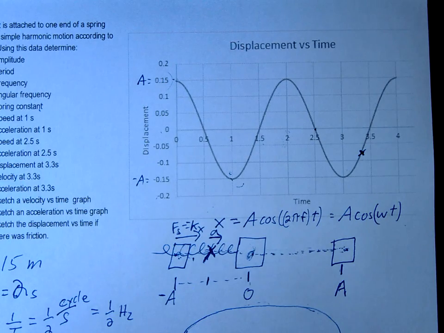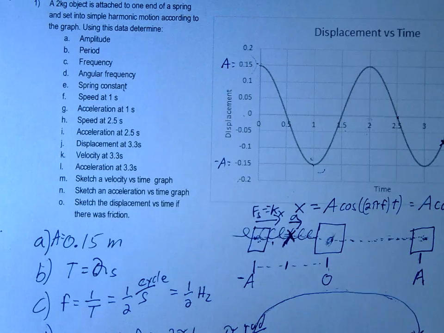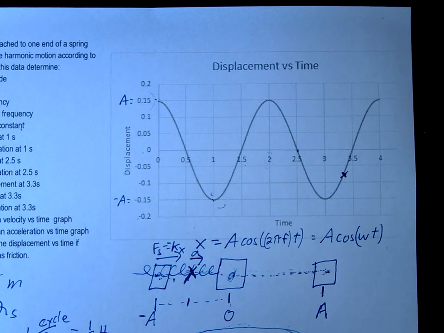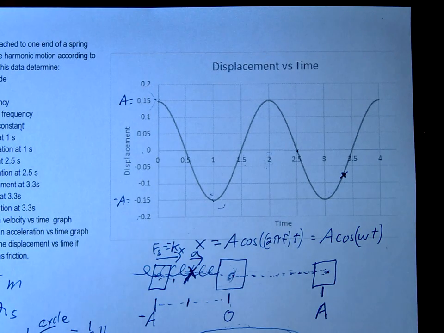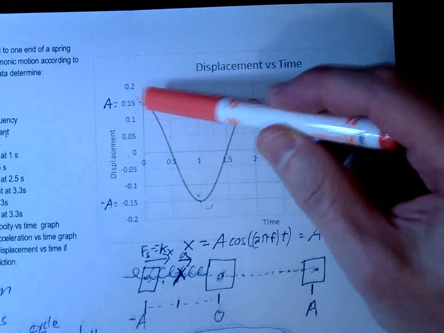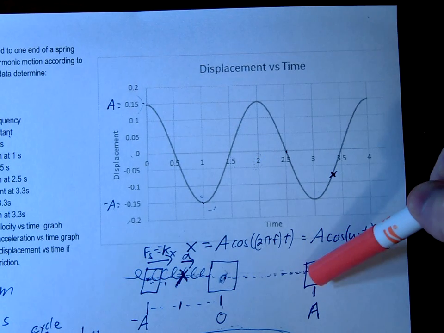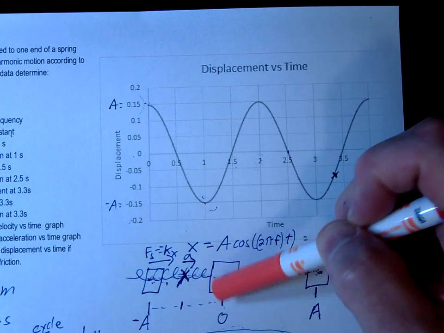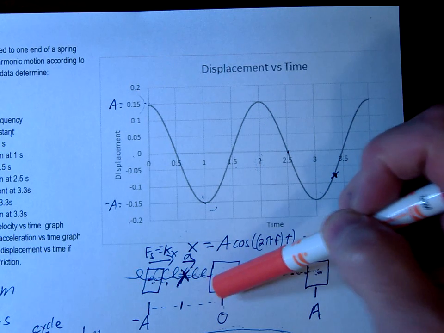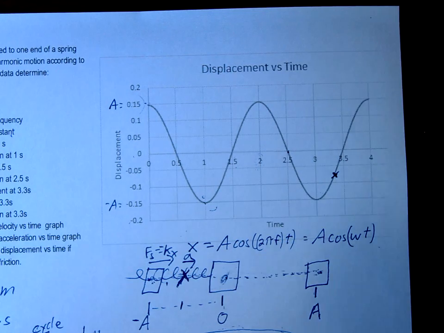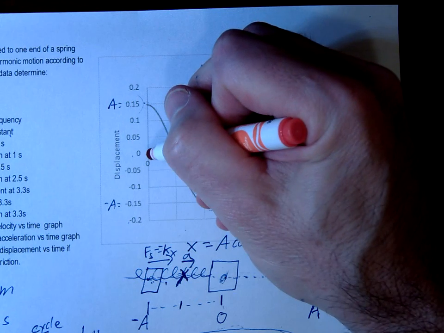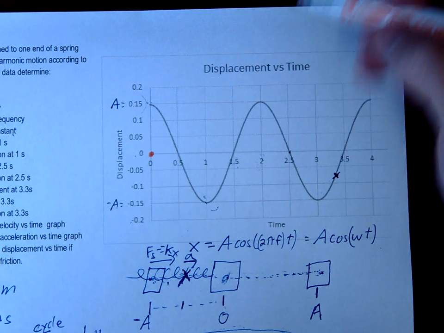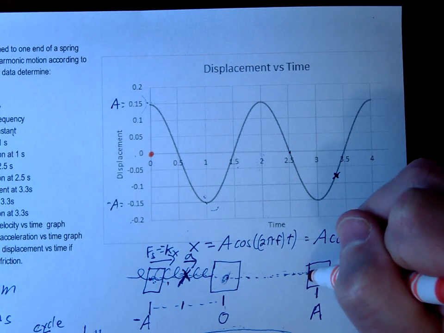All right, moving along. M, sketch a v-t graph. Actually, I'm going to do that right on here. One of the things I want you to notice is that when displacement is at a maximum, velocity is at a minimum. So we're stopped here, and we're also stopped here. And when displacement's at 0, that's when our velocity is at a maximum. So notice we're going to start right here at 0. Now as we move this way, we're moving in the negative direction.